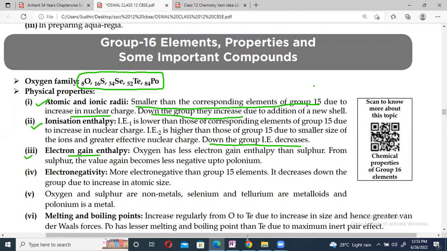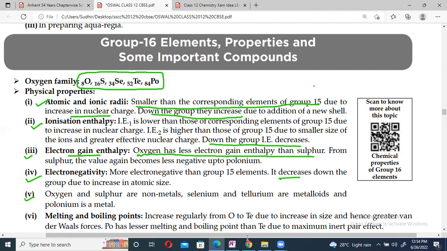Electron gain enthalpy: an exception case is there. As we are coming down the group, electron gain enthalpy should decrease. That means oxygen should have a higher affinity value than sulfur. But see here, an exceptional case: oxygen has less affinity than sulfur. Electronegativity decreases down the group.